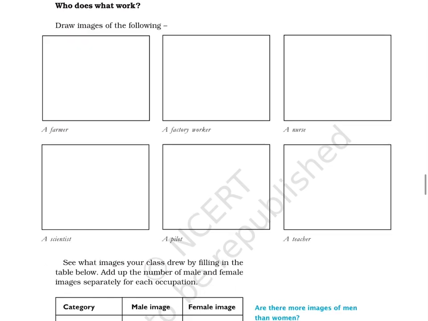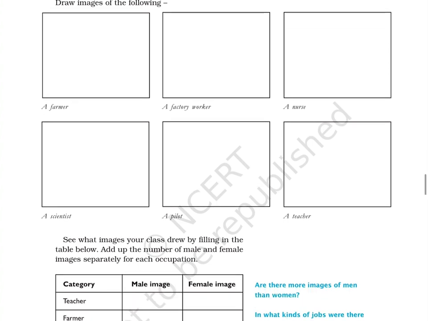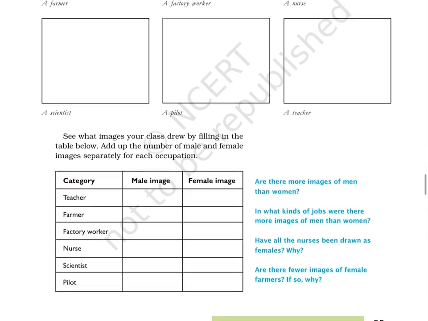Page number 55. There is an activity given here on page number 55 titled Who Does What Work? There are 6 empty boxes given here. Above the boxes it is written, draw the images of a farmer, a factory worker, a nurse, a scientist, a pilot, and a teacher. You have to make the drawings of each of these people inside the boxes.